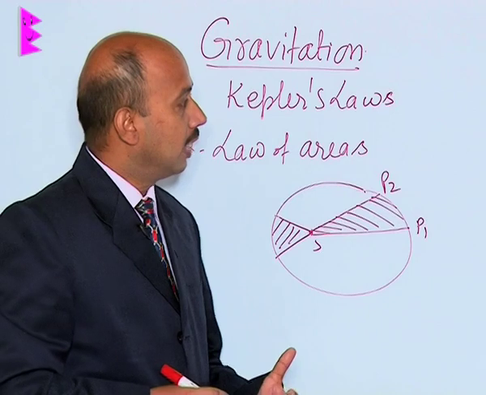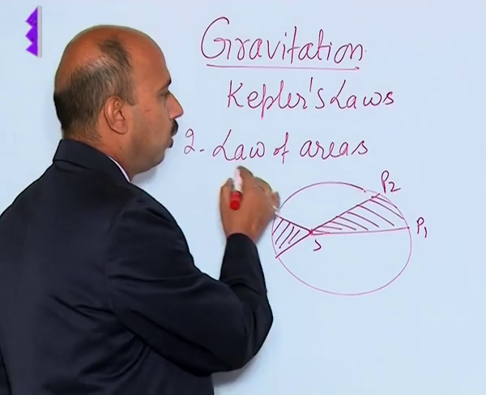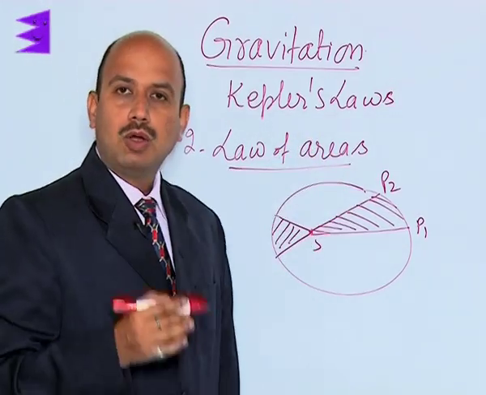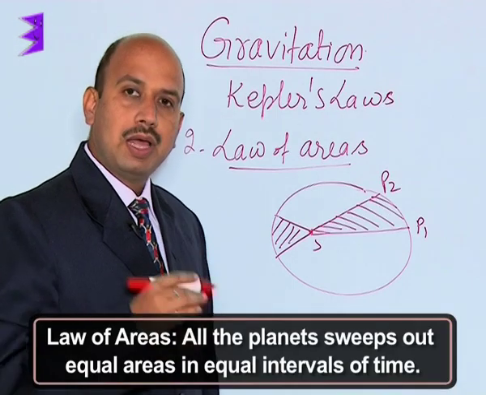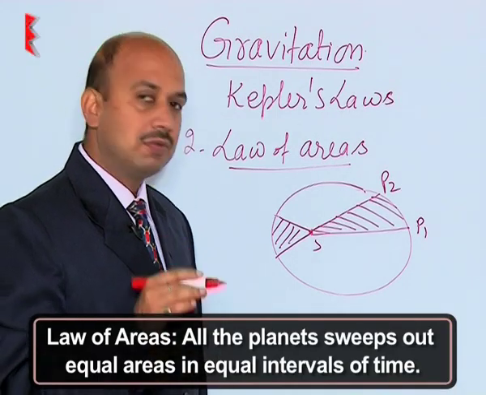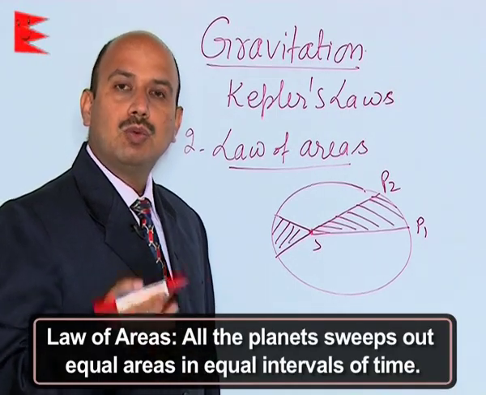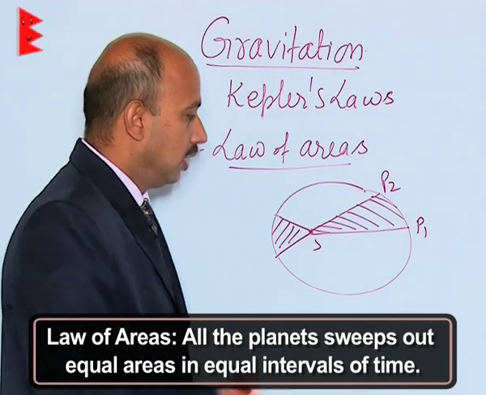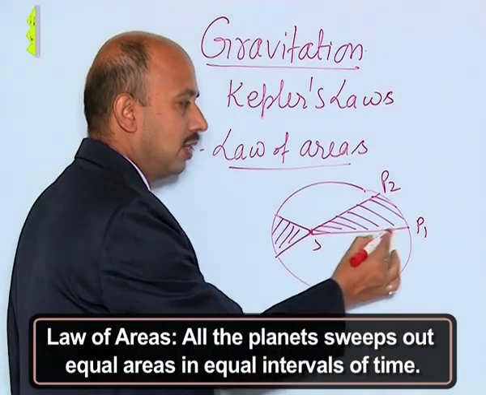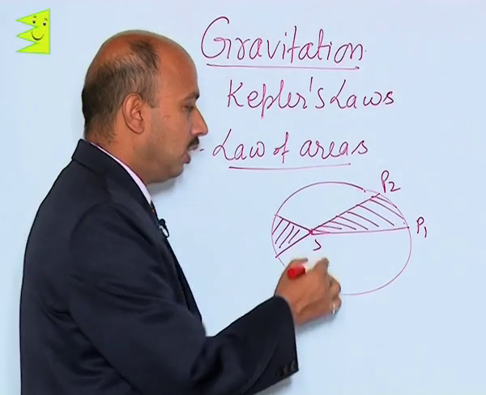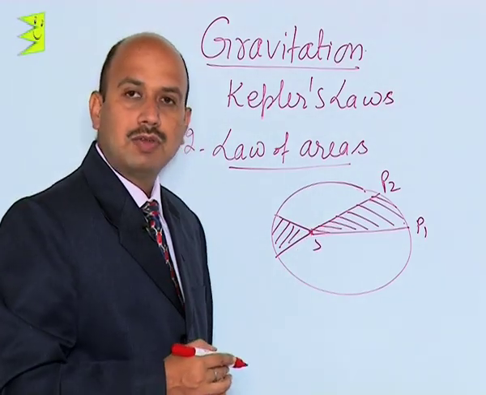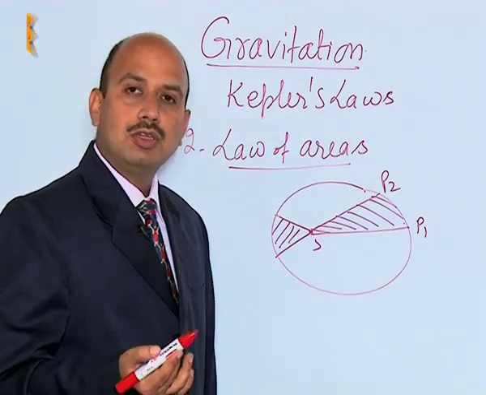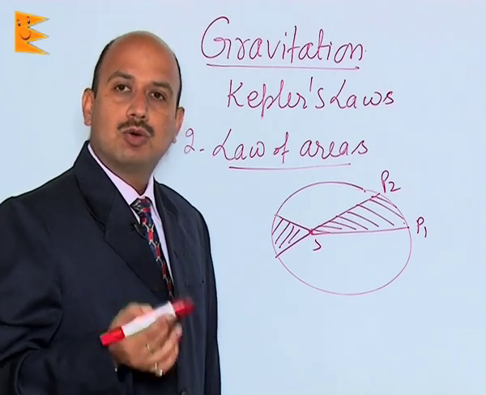Now see Kepler's second law, that is called the law of areas. According to this law, all the planets sweep out equal areas in equal intervals of time. So see here, the line joining the sun and the planet sweeps out equal areas in equal intervals of time, that is, the areal velocity of the planets remains constant.